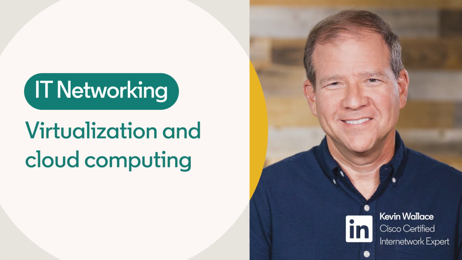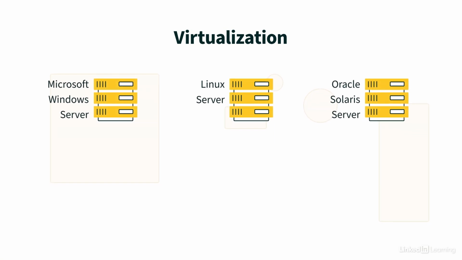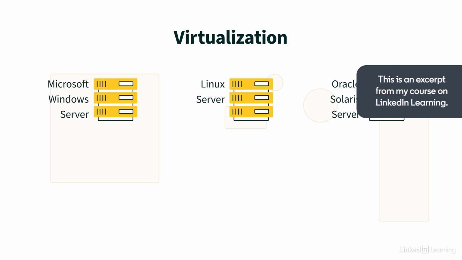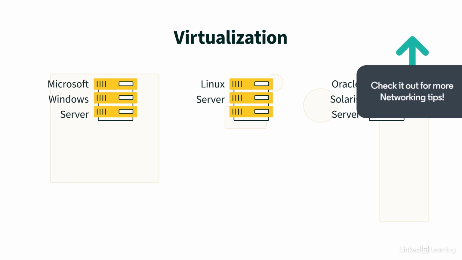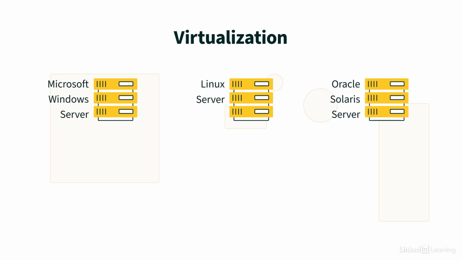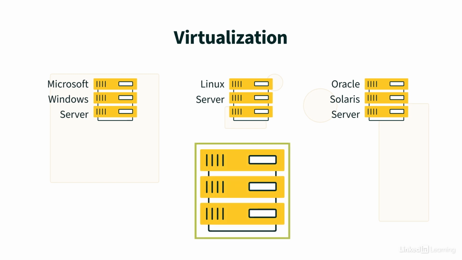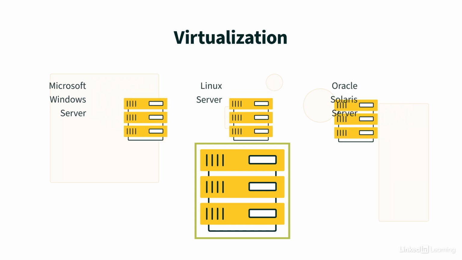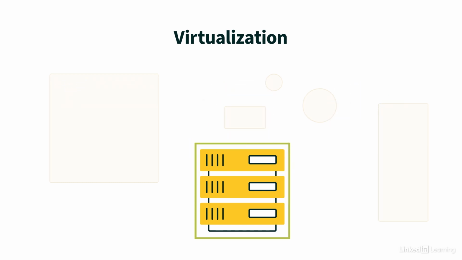Virtualization can reduce the physical resources we need on a network. Let's say that our business needs a Microsoft Windows server, a Linux server, and an Oracle Solaris server. We could have a physical server for each of those, or we could have a single physical server on which we install 3 virtual servers as virtual machines.